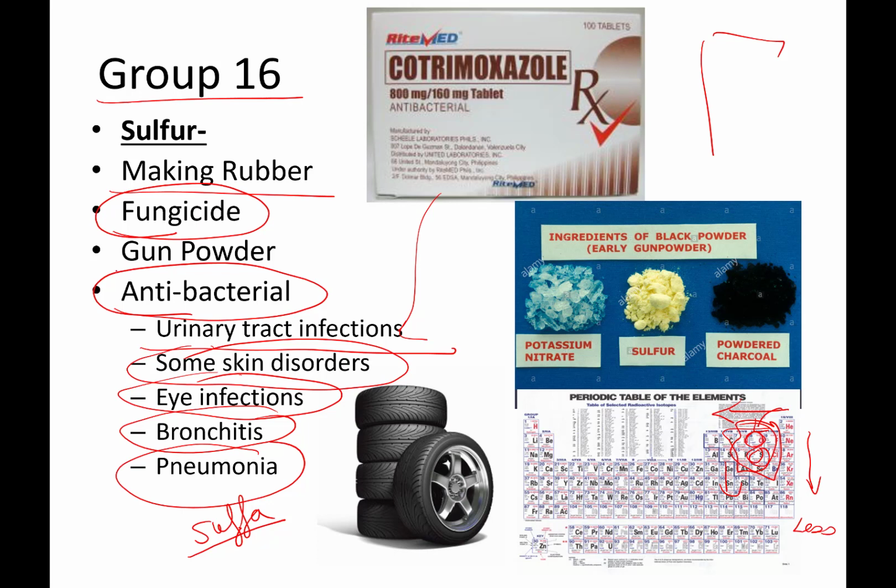Sulfur also is one of the primary ingredients in old-fashioned black powder or gunpowder. Potassium nitrate, sulfur, and charcoal were the original ingredients in gunpowder, important throughout the last 1,000 years or so of the history of man.